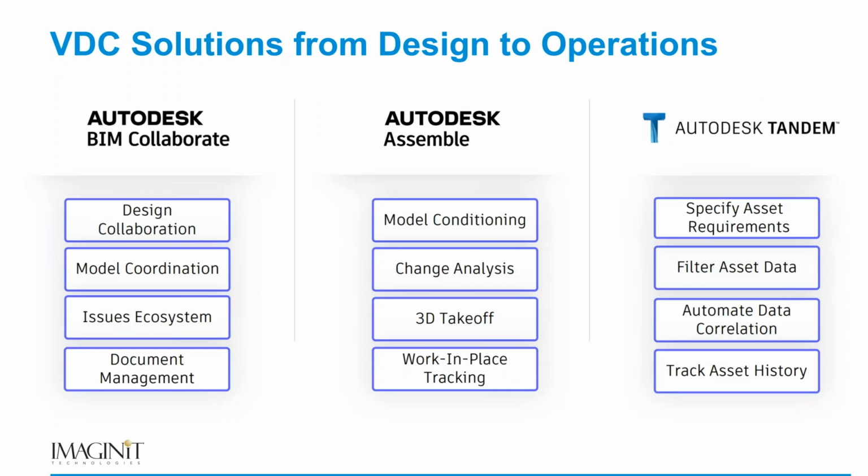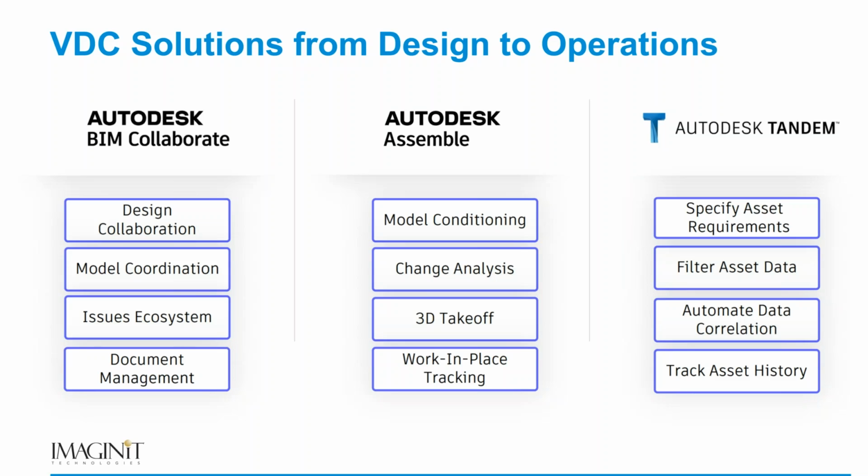So again, when we look at Autodesk BIM Collaborate, it's about design collaboration, it's about communication, model coordination, which is the clash detection engine in there. It's the issues ecosystem, which is basically managing those issues all the way through design, all through Autodesk Build and Autodesk Takeoff and all of those things there. And it's also about document management.